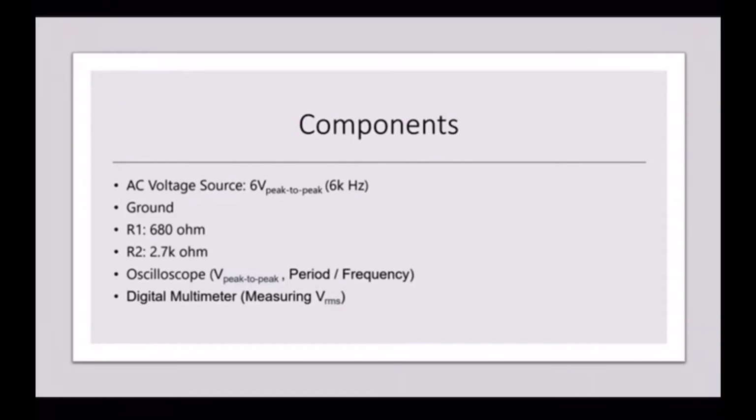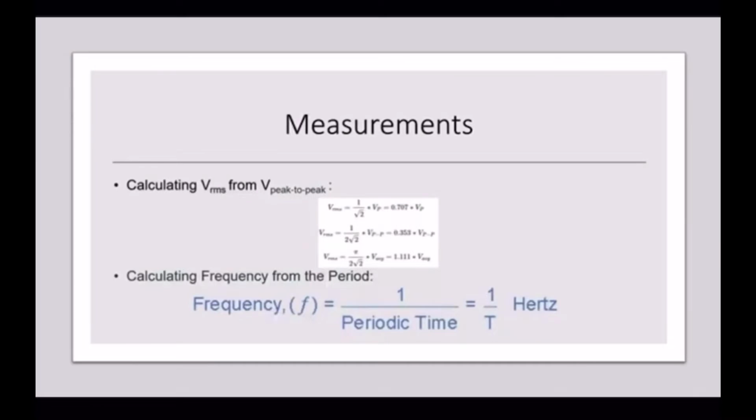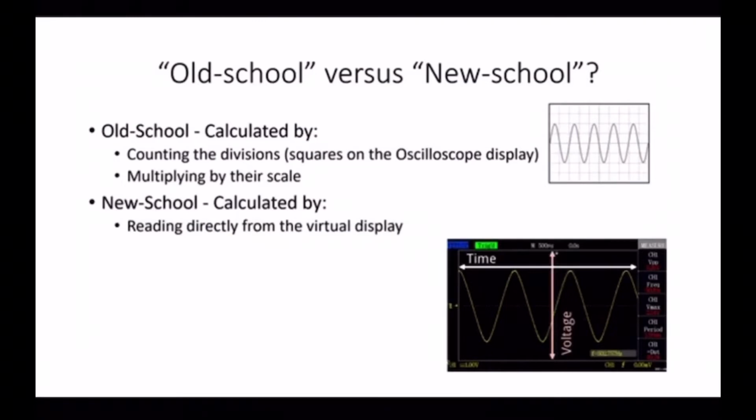Our 2 resistors, one set to 680 ohms, the other set to 2.7 k ohms. Our oscilloscope to measure peak to peak voltage and our period/frequency. And our digital multimeter, which will be measuring VRMS. I've included a few formulas here for how to convert peak to peak voltage to VRMS, and the same for period over to frequency.